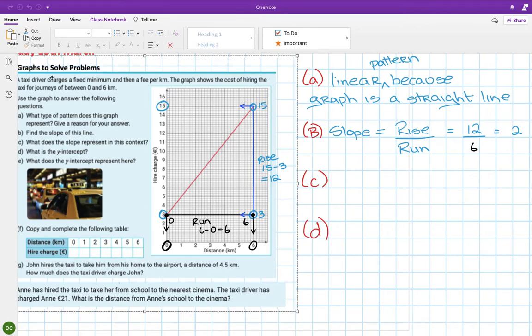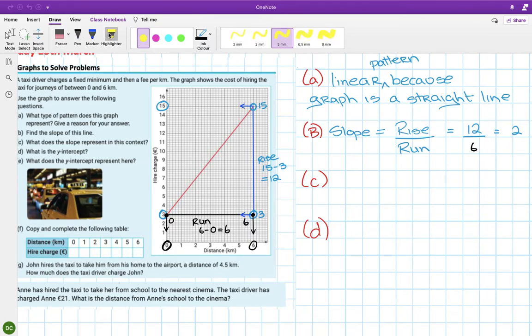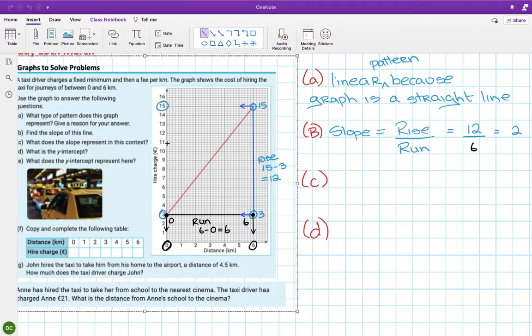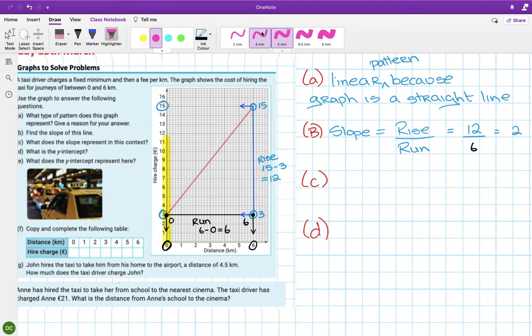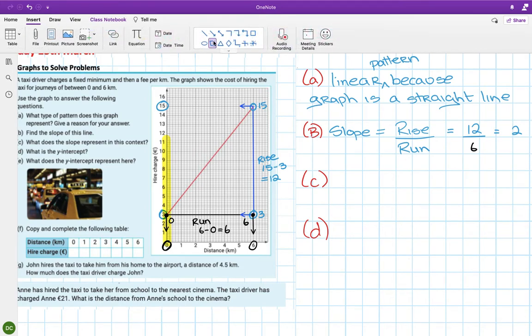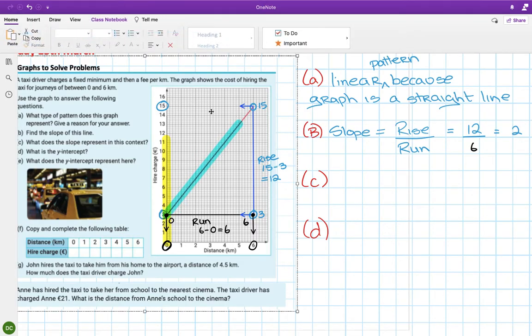So if you remember, the y-intercept, let's go with a highlighter. The y-intercept is where the graph intersects the y-axis. So there's the y-axis. Yeah? This in blue maybe. And here's the graph. Okay? So where does the luminous yellow line cross the luminous blue line is what we're being asked. And they cross there at 3. The y-intercept is 3.